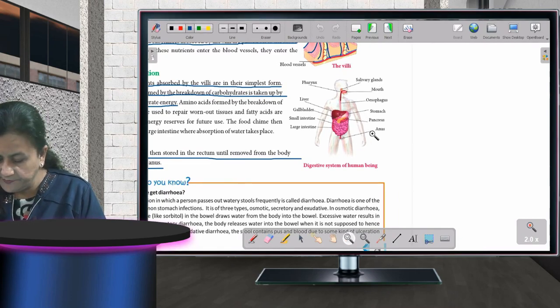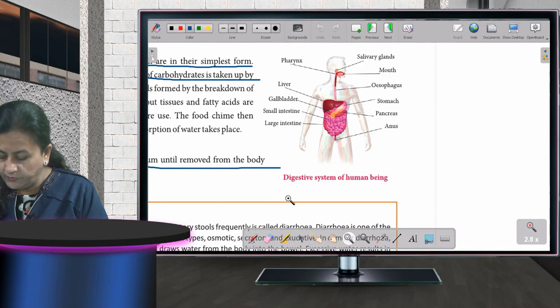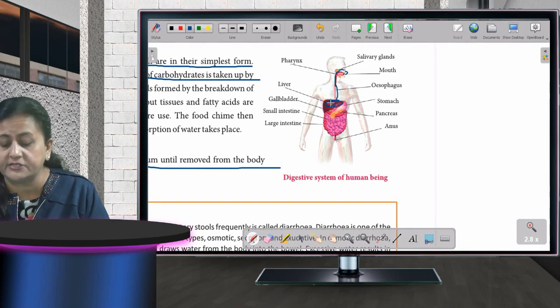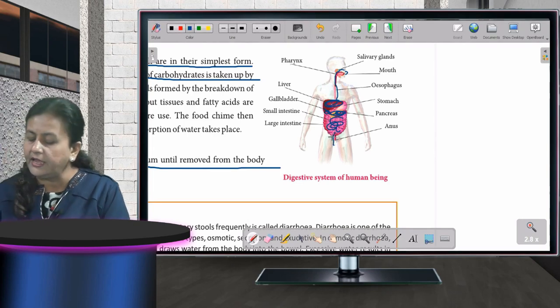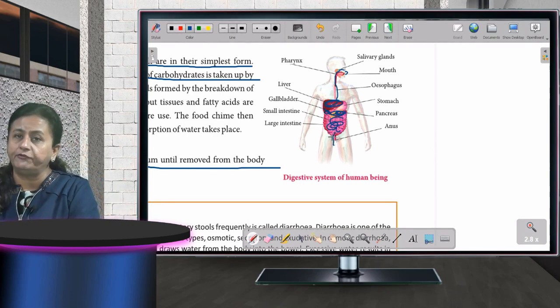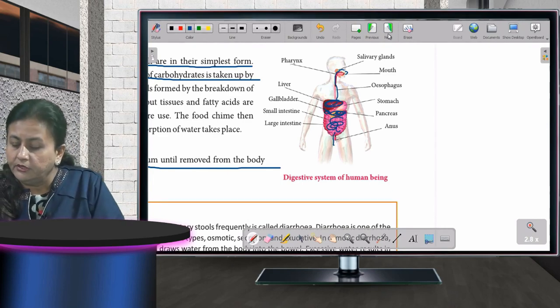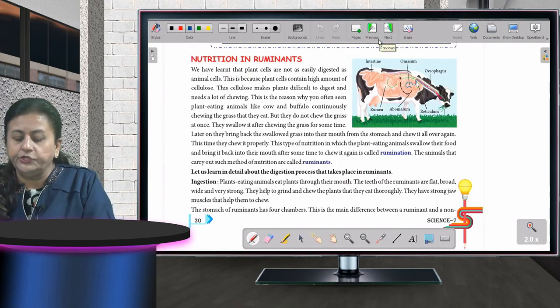Everyone can see? Okay. Now what is happening here? The mouth is there, you are putting the food in the mouth, and through the mouth it is going in through the esophagus and entering your stomach. After the stomach, it goes into the small intestine. Okay, the food is going into the small intestine, and after that into the large intestine, you all can see, and after that the food is coming out through the anus, the unwanted or the leftover food. Fine. Now the next one, nutrition in ruminants.